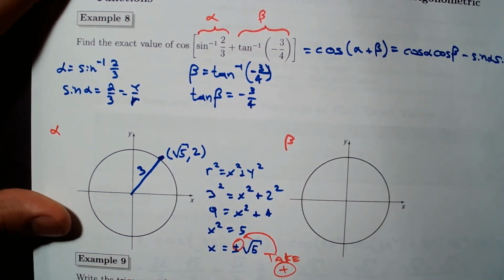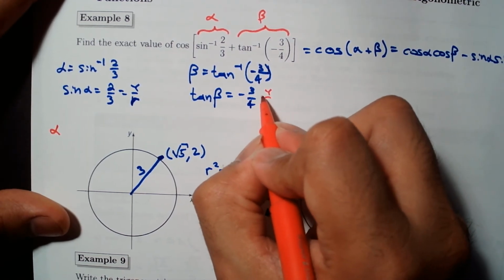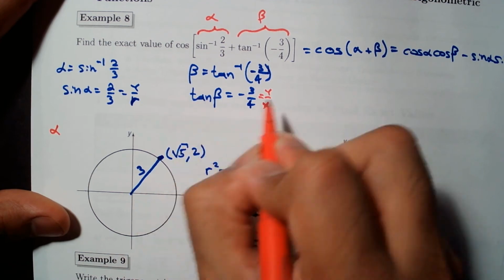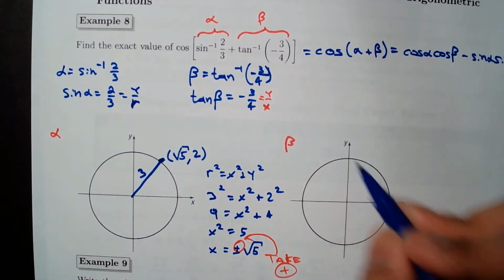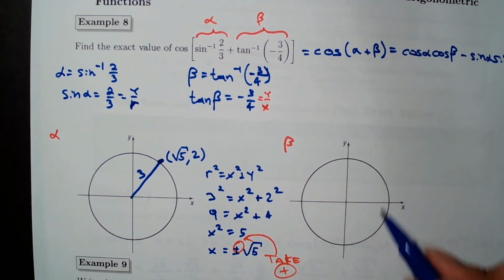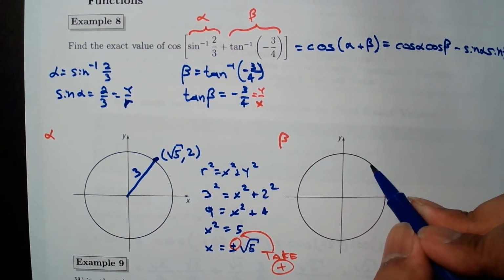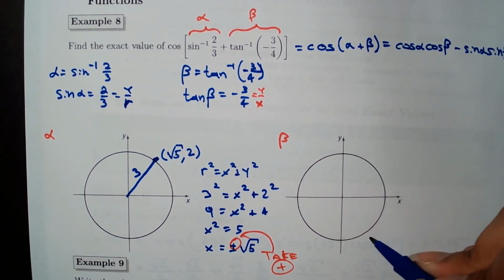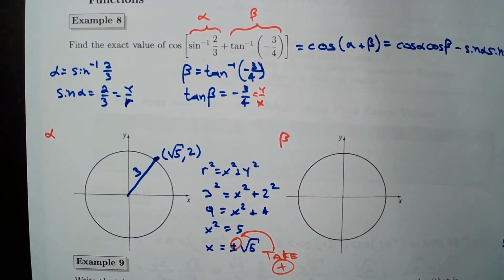In this case, this is y over x. All right, tangent is y over x. So in this case, if we plot this, the point cannot be plotted in the first quadrant, because in the first quadrant everything is positive, both x and y. So we need to plot this in the fourth quadrant. In this case, y in the fourth quadrant.